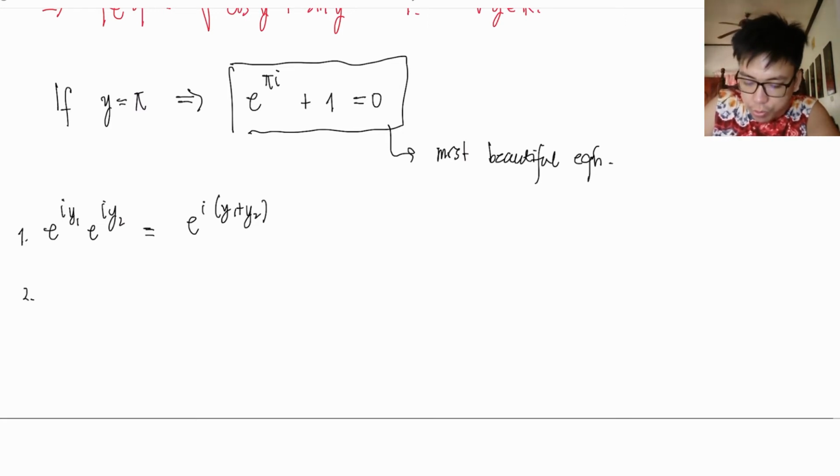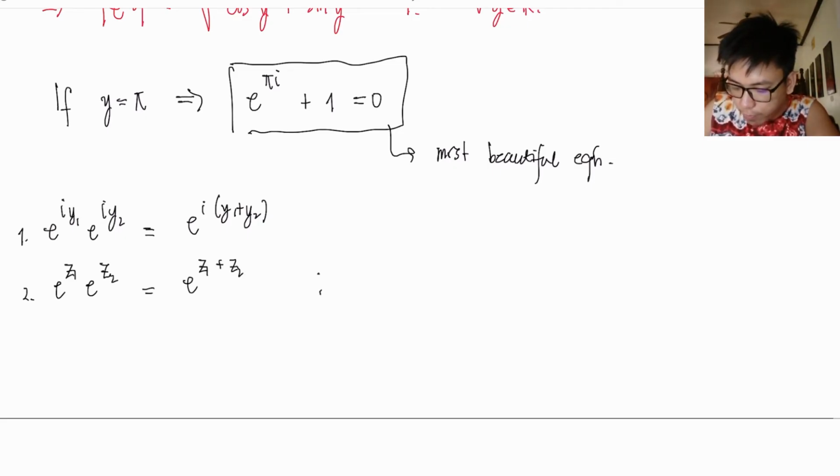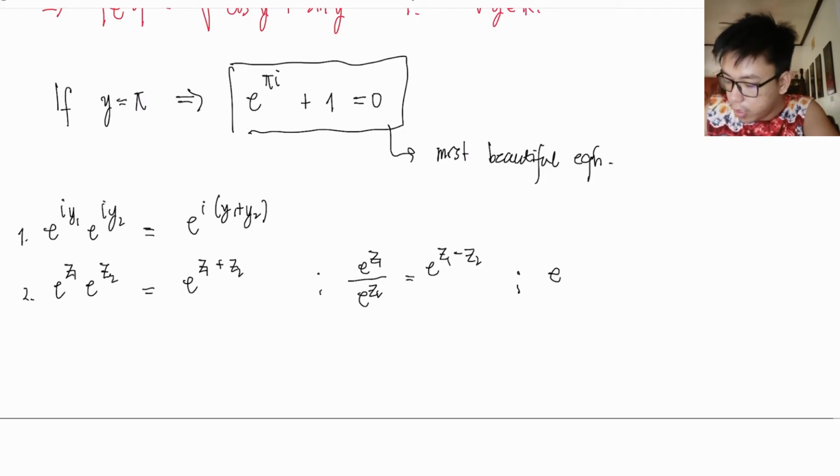And we can also justify easily that e^z1 times e^z2 is the same as e^(z1+z2), and e^z1 over e^z2 is the same as e^(z1-z2), and (e^z)^n is the same as e^(nz) for every n which is an integer.